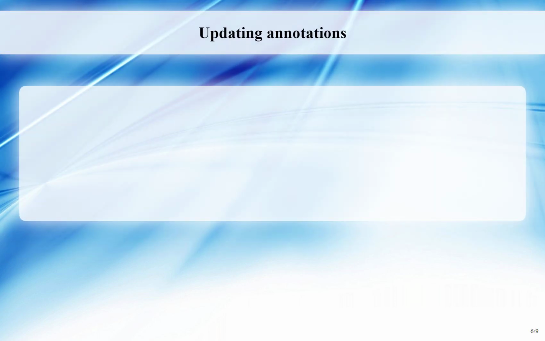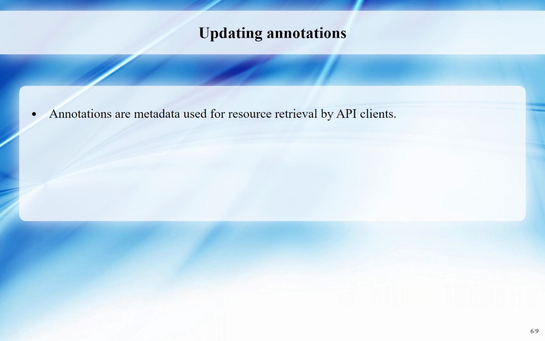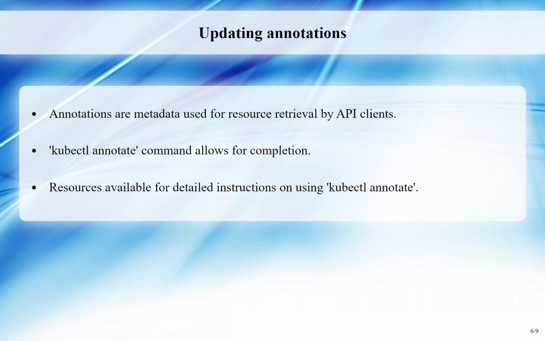Updating annotations. Annotations are metadata that can be attached to resources for retrieval by API clients like tools or libraries. This can be accomplished using the command kubectl annotate. Further information on annotations and how to use kubectl annotate can be found by referring to the provided resources.